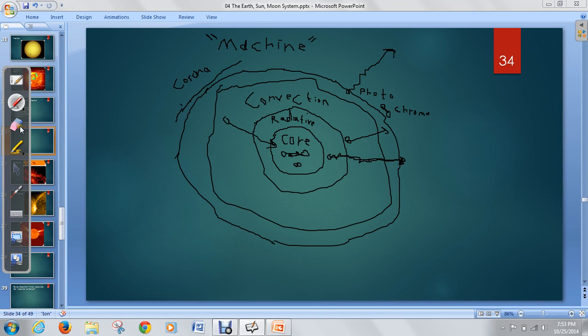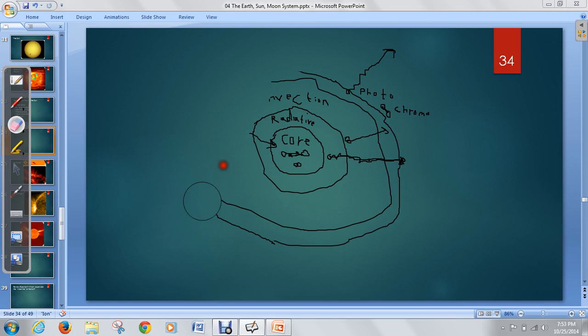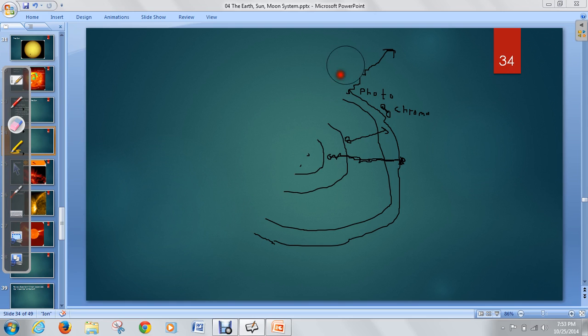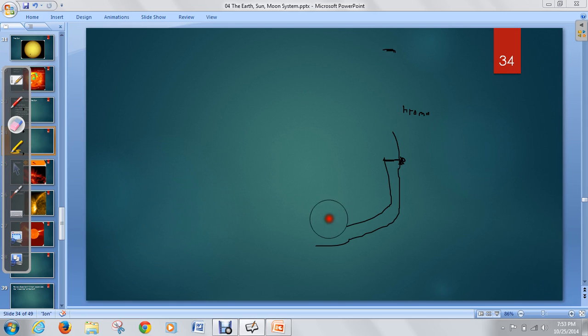So there you go. Those are the different layers of the sun. And if we didn't have them, the sun wouldn't work the way it does. But try and memorize those and have a good understanding of what's happening and why it works the way it does.